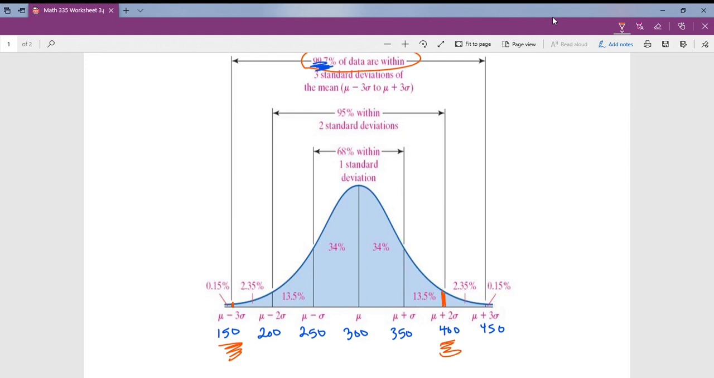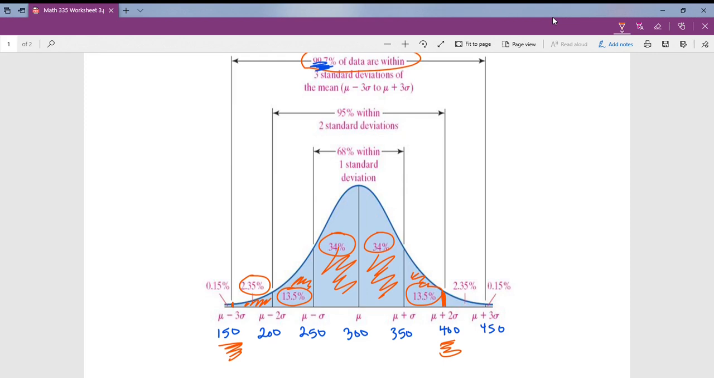So now we could do it a couple different ways again. I could add the areas. This area, this area, this area, all the way up to here, and then we'll find our answer. So we could add 2.35%, 13.5%, 34, 34, and then 13.5%, and I guarantee you, you will get the right answer.